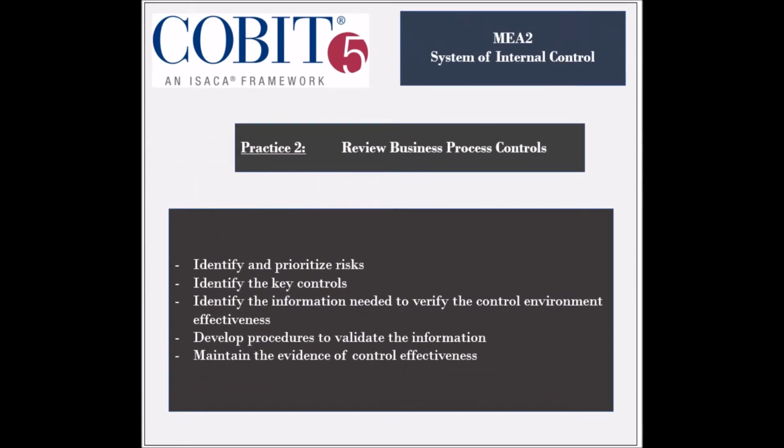The activities involved in this practice include identifying and prioritizing risks affecting the business objectives. Key controls should be identified, and a strategy to validate the controls should be developed. The internal control environment should be verified that it is operating effectively, by collecting relevant information and developing procedures to validate this information. Evidence of the control effectiveness should be maintained.